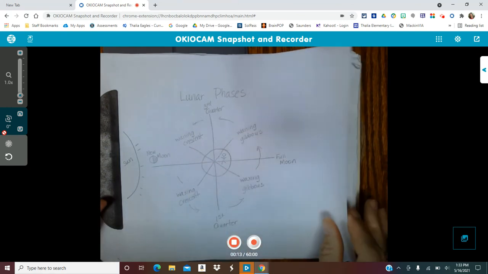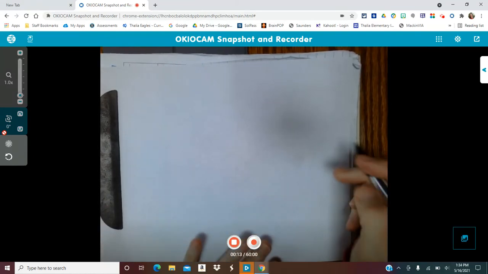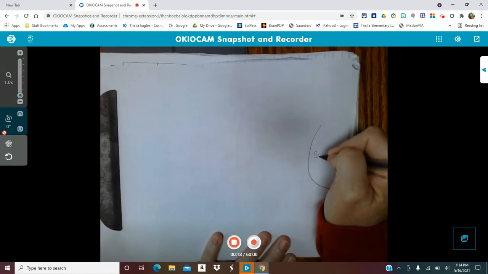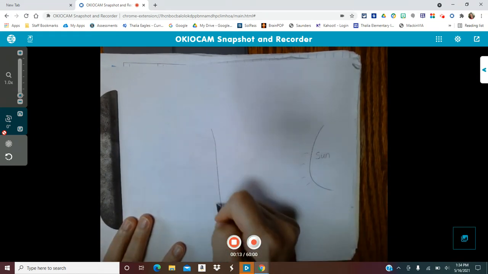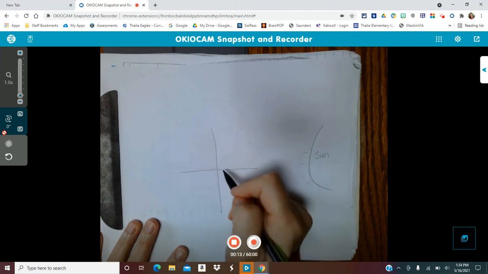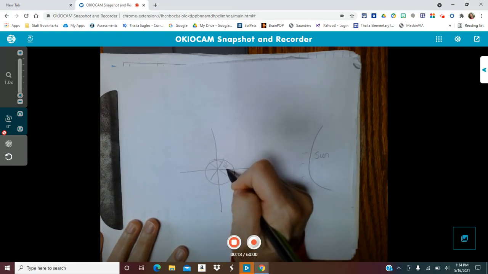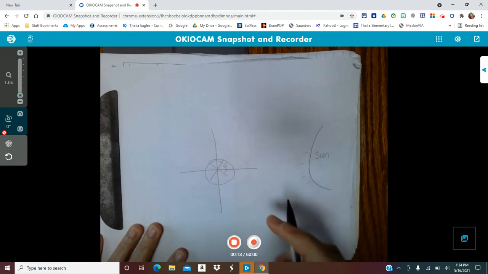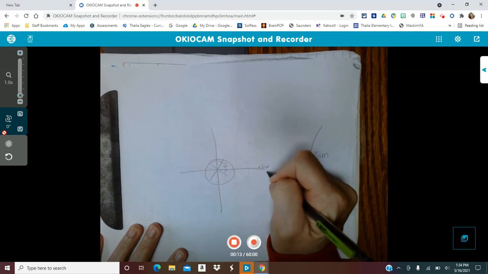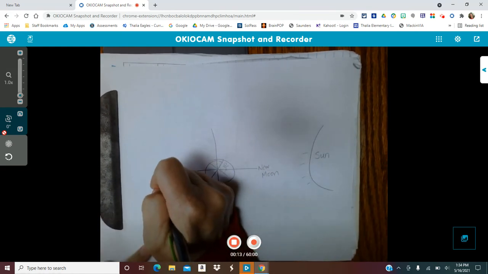So on my other side of the paper here, I'm going to flip it this time. Sun. Here's the sun's rays. Got my compass, intermediate, Earth, looking up to remind me. The phase closest to the sun is always new moon. So opposite is going to be full moon.